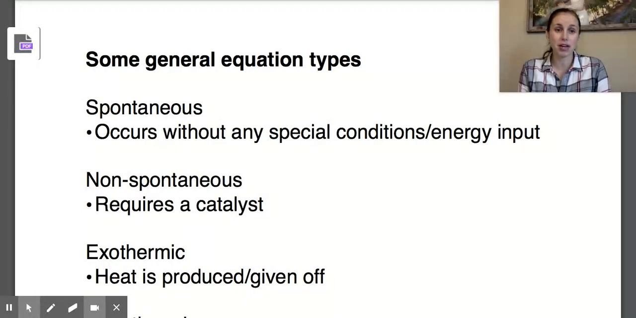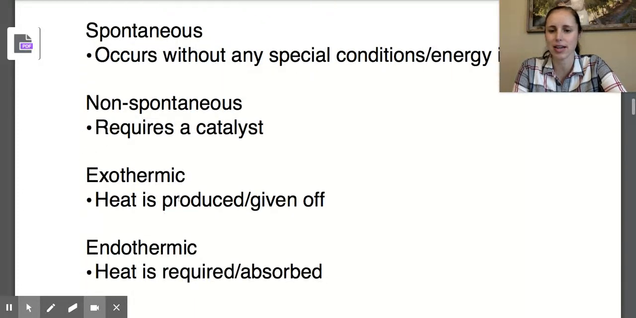That catalyst could be another chemical. That catalyst could be heat. Sometimes that catalyst has to do with UV light as well. So a non-spontaneous reaction requires something else to be present. I'm going to show you how to represent a catalyst in just a second.